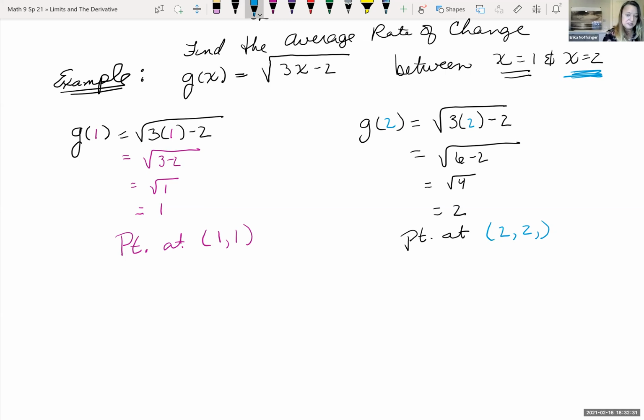We want to find the slope between these 2 points. So change in y, 2 minus 1, all over the change in x, 2 minus 1 again. So that gives us 1 divided by 1, which is 1.